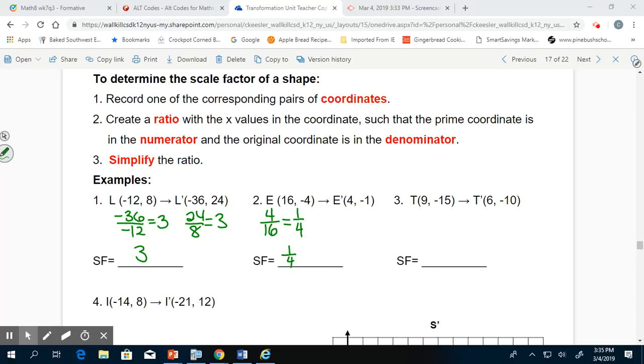I can check it with the y part of the coordinate. Negative 1 over negative 4 would also be 1/4.